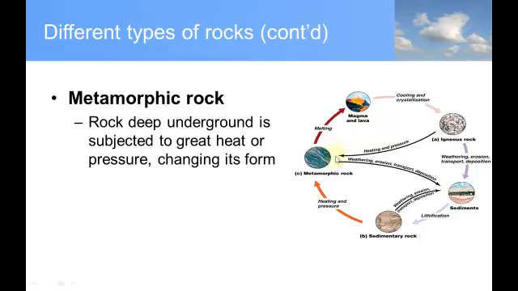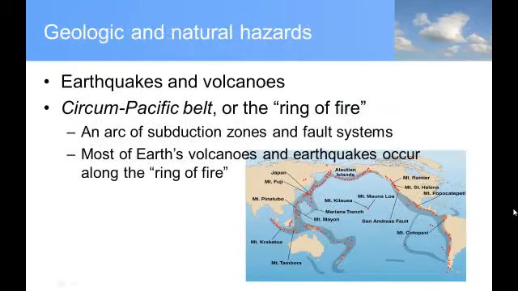And you can look at the rock cycle diagram in your text. Here it is. You can show the transformation of minerals into different types of rocks as the cycle moves around. There are a number of geologic and natural hazards that are a result of plate tectonics.